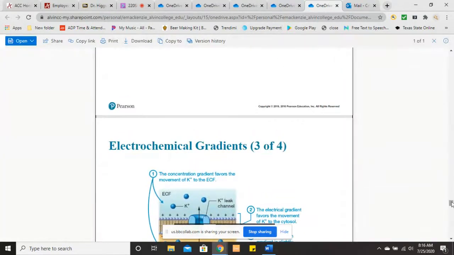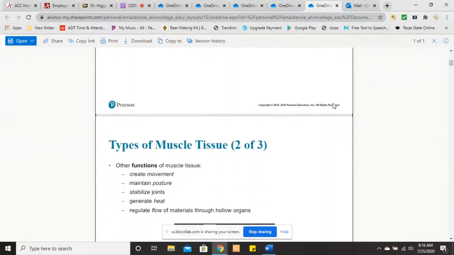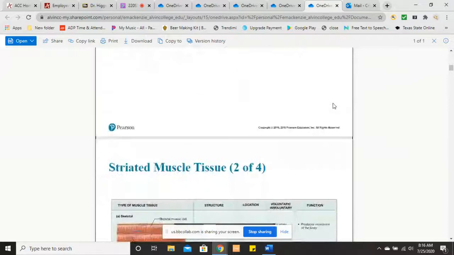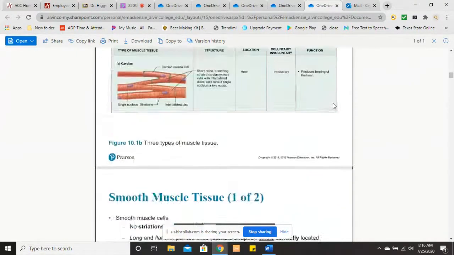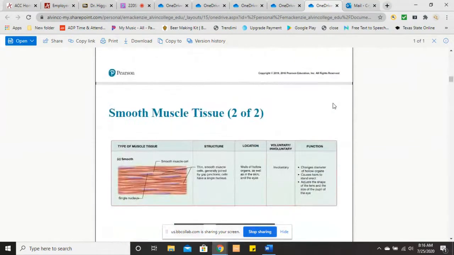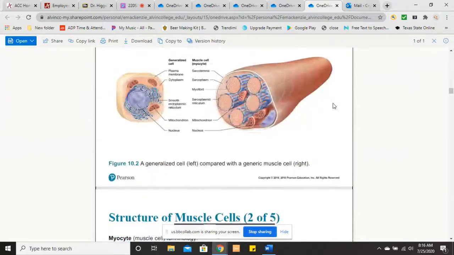Going on to another portion of our chapter 10. So now you know what a muscle cell looks like. You know the intimate parts of a muscle cell and how to contract and where you get your energy from, and even the different types of muscle cells that exist. Okay. So now we could get into a little bit more physiology.